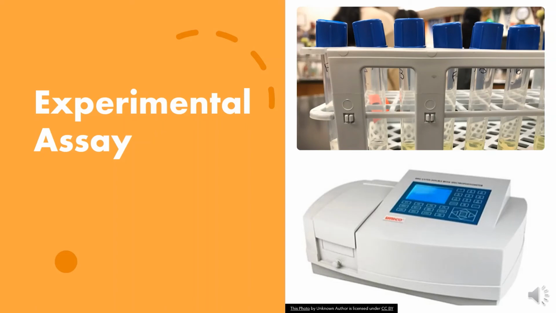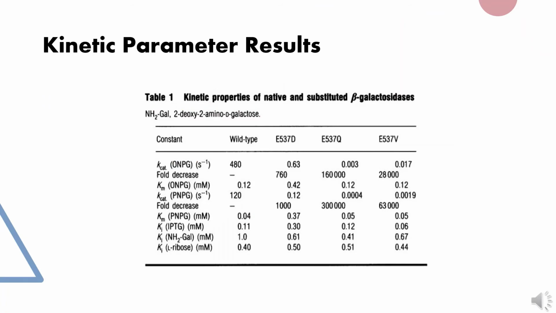In this experiment, the activity of each form of lactase, that is, normal versus an amino acid residue was changed, was compared. Activity was determined by the amount of ONP formed per minute. In this table, the wild type is the native form of the enzyme lactase. E537D is the aspartate substitution, E537Q is the glutamine substitution, and E537V is the valine substitution.